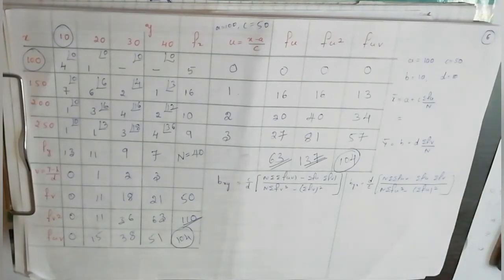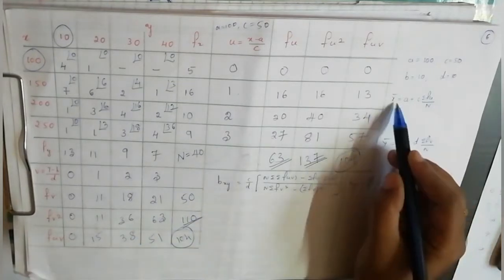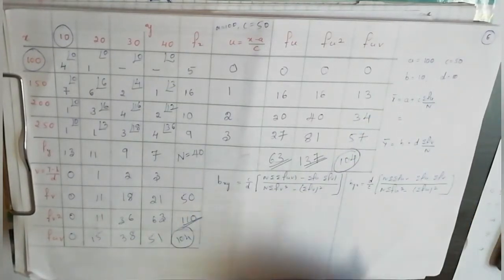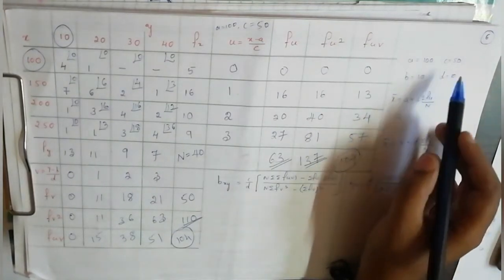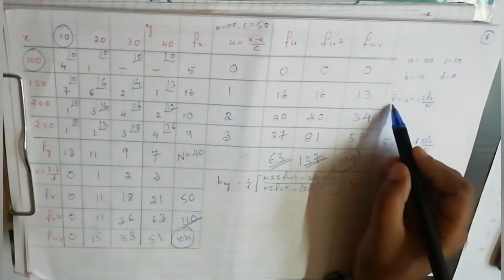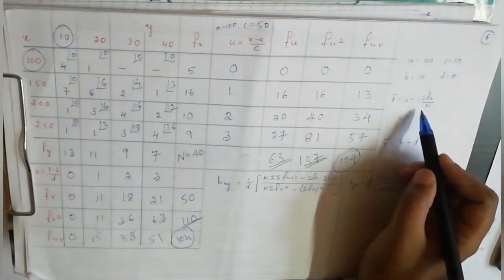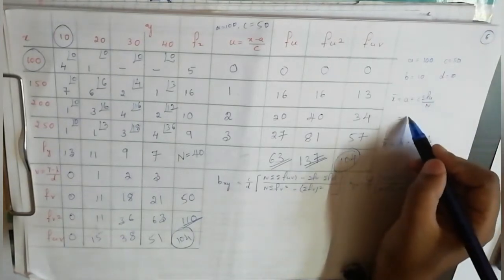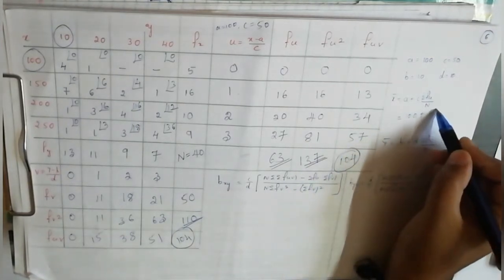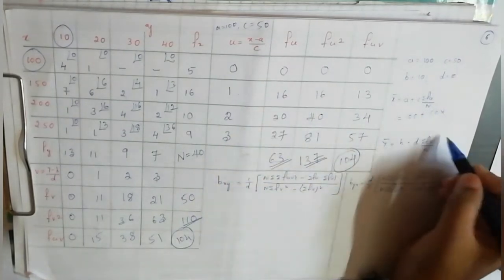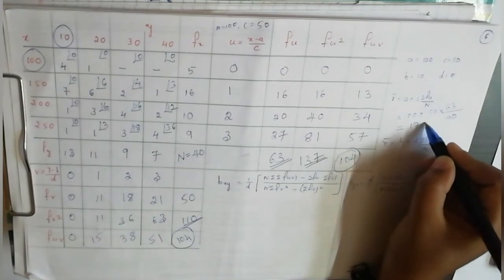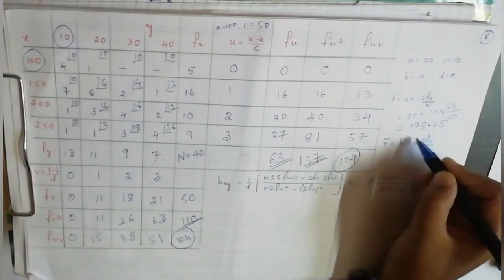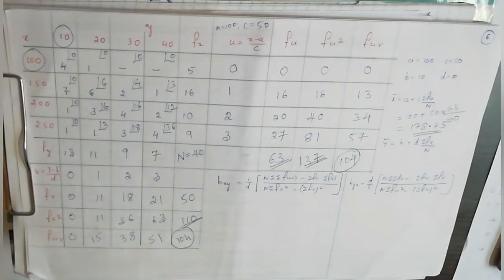So as we know, to find the regression equations, we need to find x bar, y bar, bxy and byx. So we know the formula, students. Here A is 100, B is 10, C is 50, D is 10. So x bar formula is A plus C summation fu by N. So A is 100, C is 50, sum of fu is 63, and N is 40. If you simplify this, you'll get 178.75. This is your x bar value.